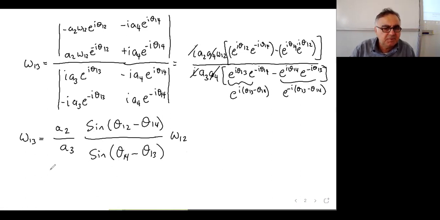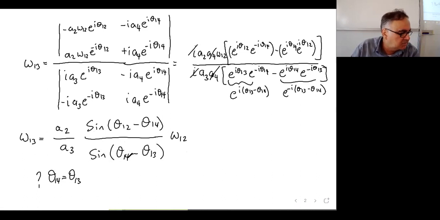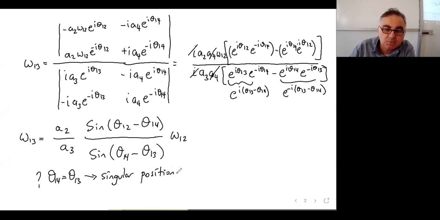So what happens if theta 1, 4 equals theta 1, 3? Well, you get a sine of 0, which is 0. So you have a division by 0. Well, in which case the omega 1, 3 is undefined. As a matter of fact, this is a singular position. Why is that? Let's try to understand this physically. This means the following position for the 4-bar mechanism.